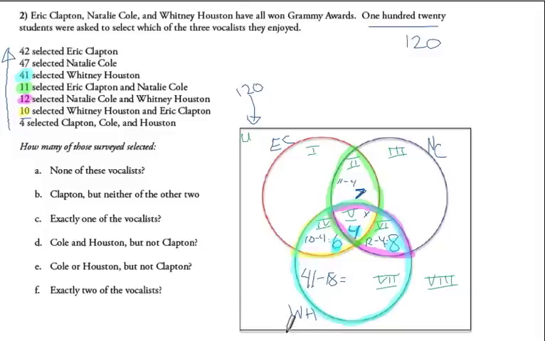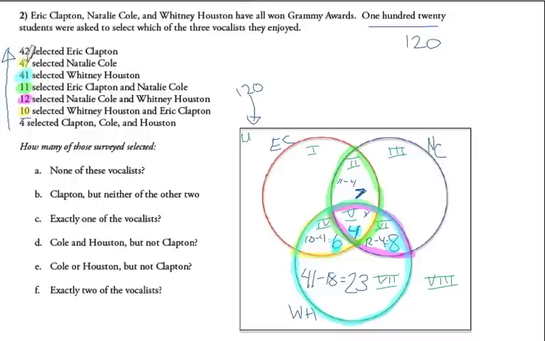Okay, and what is 41 minus 18? It looks like 23. So if we were to add all the numbers up here, 23 plus 6 plus 4 plus 8, that would get us back to our 41. Let's try another one together here.